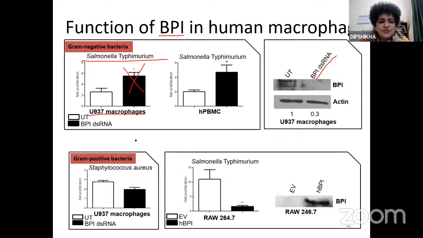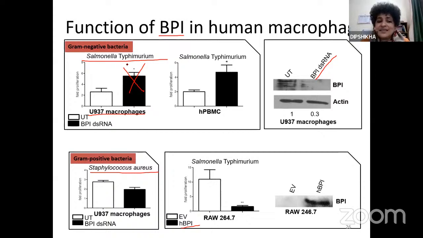And when it comes to gram-positive bacteria, this is not acting, because BPI functions against gram-negative bacteria. It quenches LPS. It makes pores in the bacterial membrane. So this is a good control that it does not work against a gram-positive bacteria, but it works very well against a gram-negative bacteria.